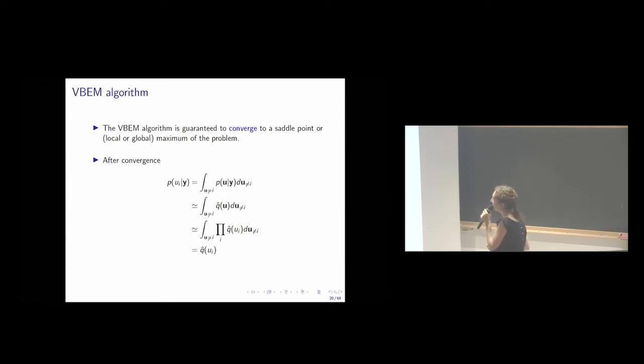And what is interesting also, because of this factorized form, is that after convergence, the posterior distribution in which we are interested is simply given by the corresponding factor in the mean field approximation. Okay? I love the mean field approximation.